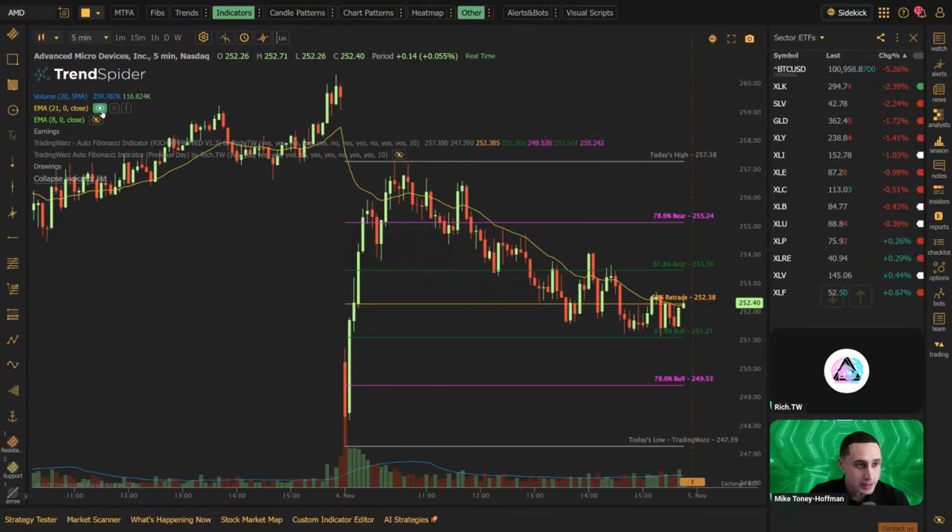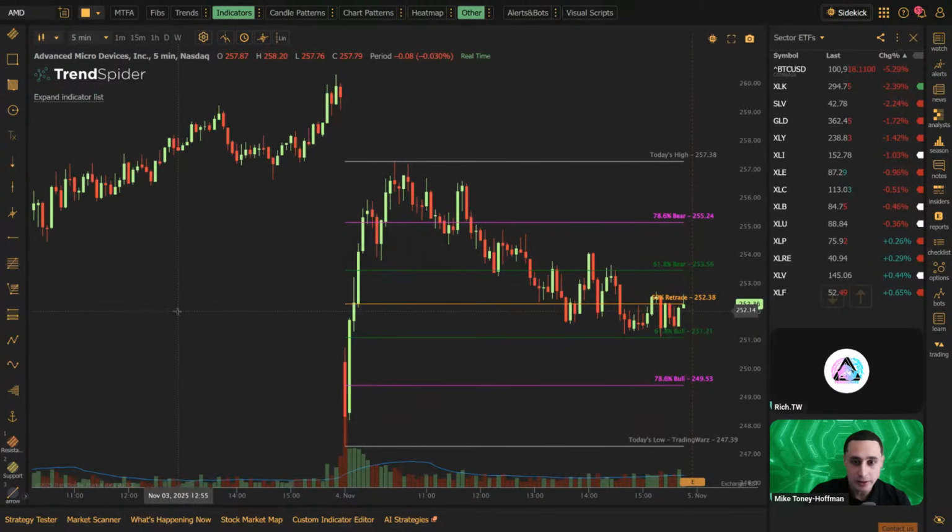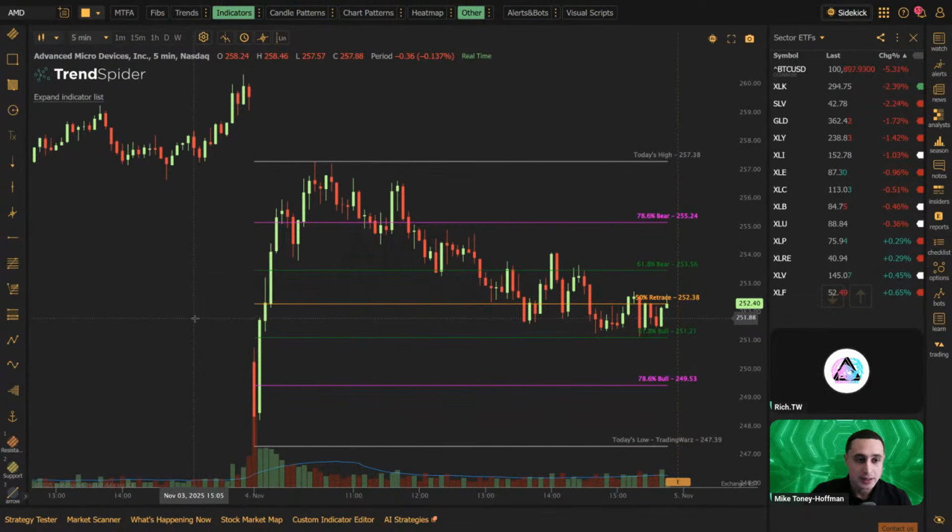I'll just go ahead and add them here. It's a pretty cool indicator. I don't know, Rich, if you want to go over real quick, but it's essentially just intraday Fibonacci's that are automatically drawn for you, which is very cool. But yeah, where we are right now, you see that 618 Fibonacci.